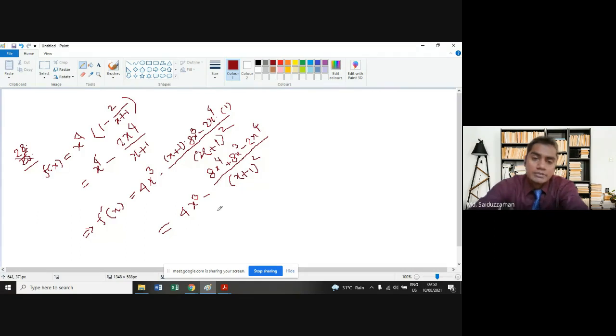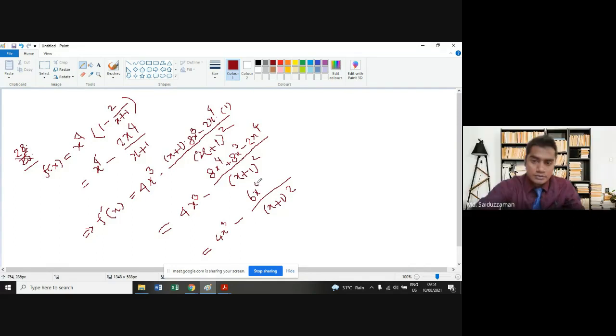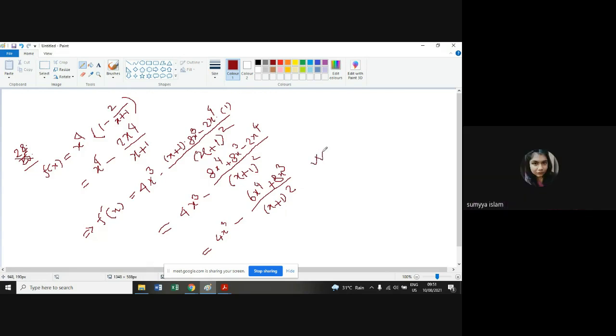So what is the ultimate value? 4x cubed minus x plus 1 squared. What will be this one? 2x to the power 4, right? Sorry, 6x to the power 4. 6x to the power 4, and 6x to the power 4 plus 8x cubed. Clear? This is the answer.